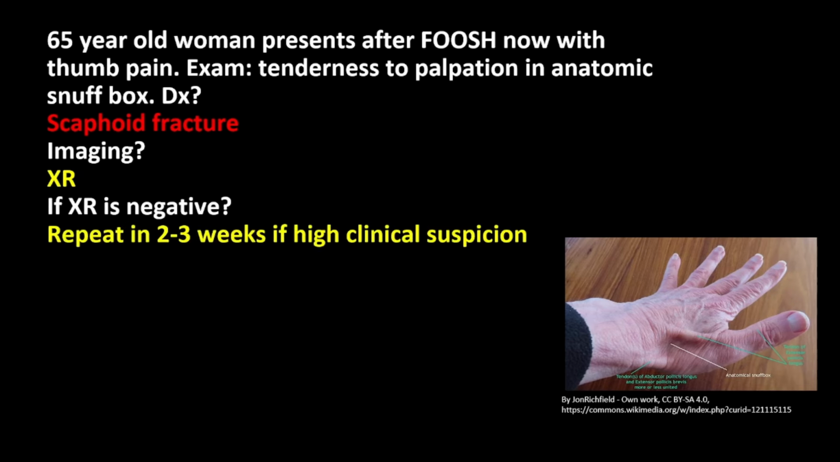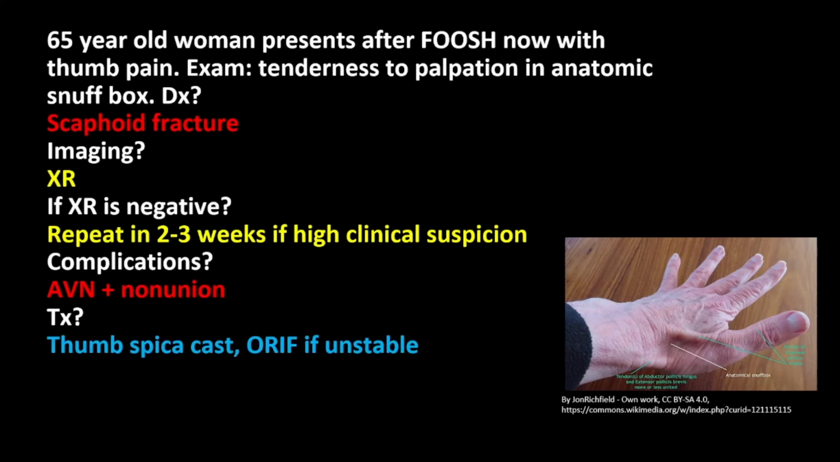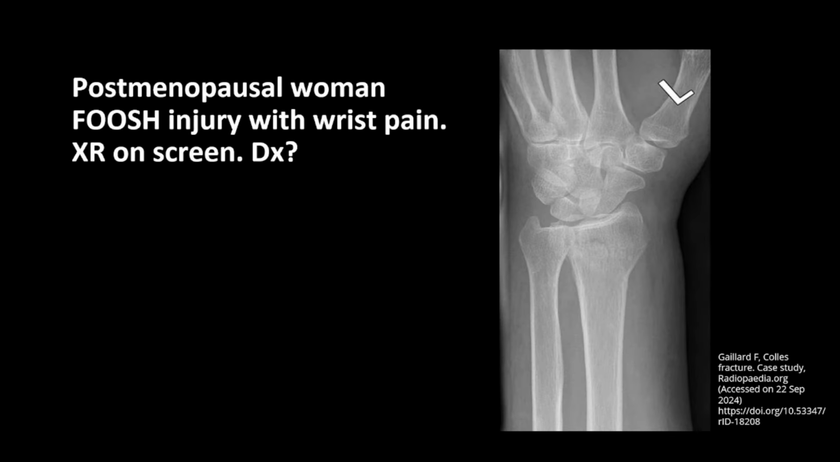So you will want to repeat a hand x-ray in 2 to 3 weeks if you have a high clinical suspicion of a scaphoid fracture, because there's often risk for avascular necrosis and non-union because of the tenuous blood supply to the scaphoid bone. Treatment will involve a thumb spica cast or internal fixation if the injury is unstable.